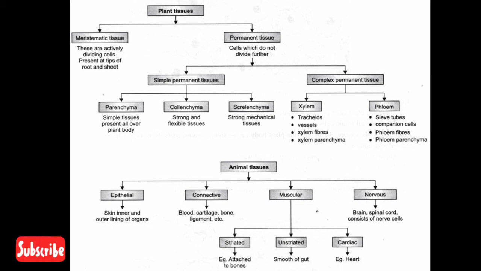Then the animal tissue is of four types: epithelial, connective, muscular and nervous. The muscular is of three types, that is the striated, unstriated and cardiac. The unstriated is the smooth muscles. So this is all about the plant and animal tissues.